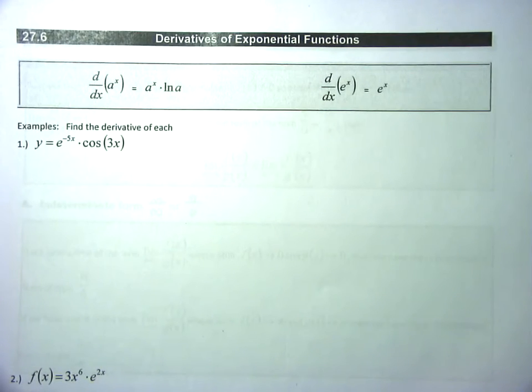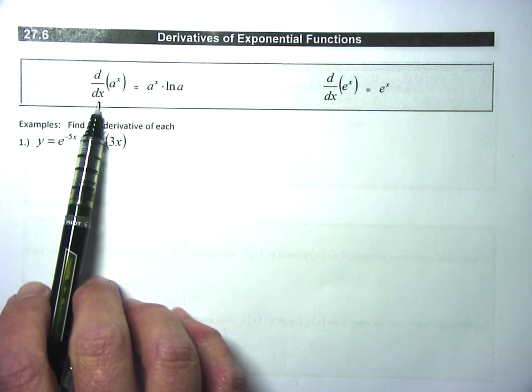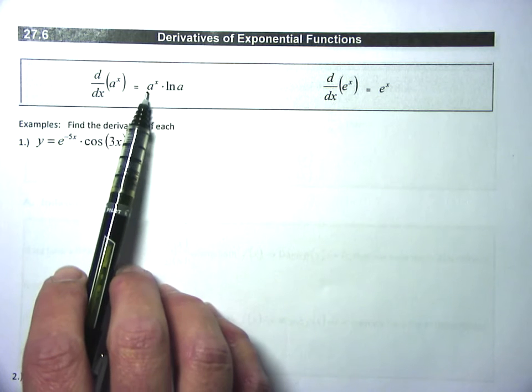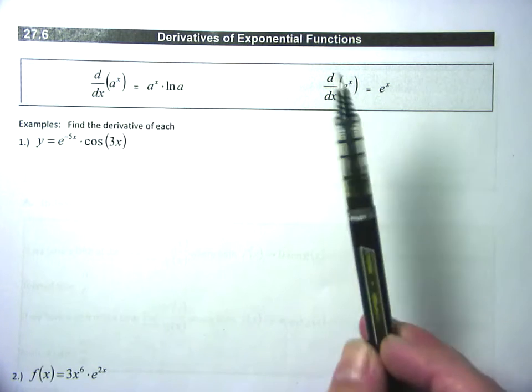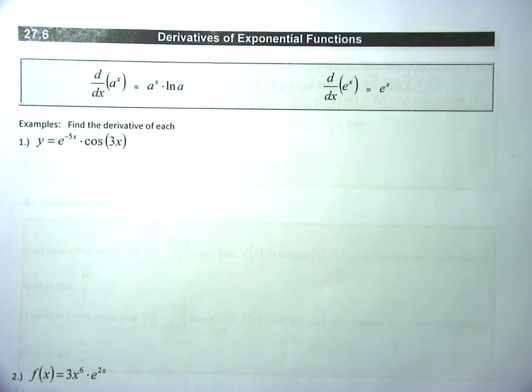All right, so we will also then look at the derivatives of exponential functions. Specifically, the first one we will look at, the derivative with respect to x of a raised to a power x is equal to a raised to a power x times the natural log of a. The derivative with respect to x of e raised to the power x is e to the x.